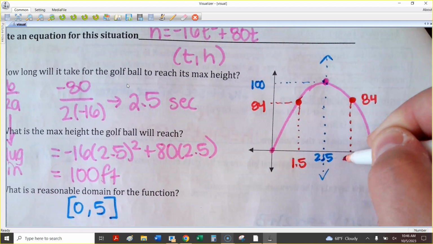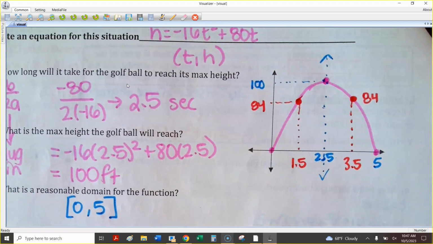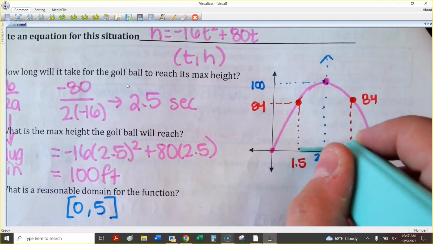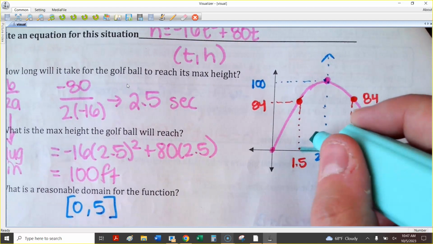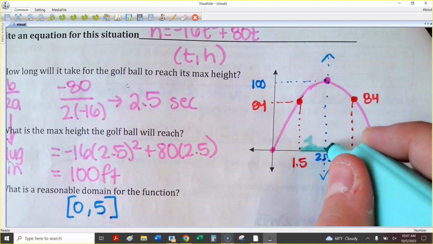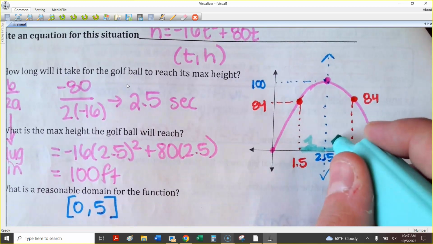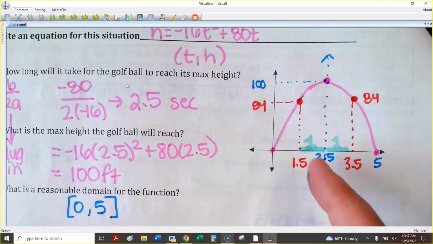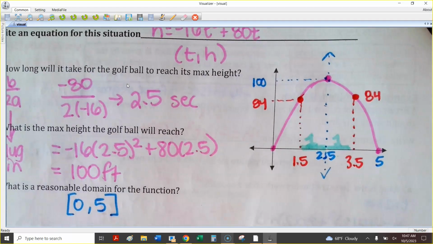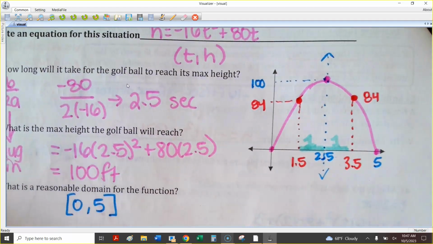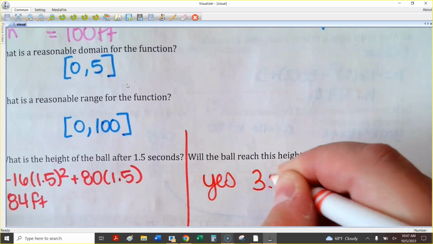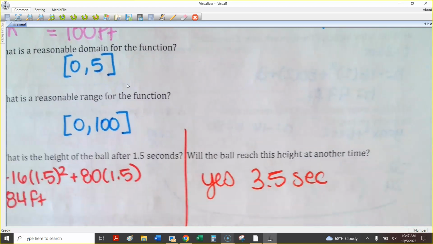I didn't do a good job drawing this, so that's my fault. But the distance between this vertex, where the axis of symmetry is, would be 1 second, from 1.5 to 2.5. So its mirror image, which would be its reflection, I would just add 1 to the 2.5. It has to be the same distance from that axis of symmetry, so it would be 3.5 seconds. It's because 1.5 is 1 second away from 2.5. All right, so for this question, I'd say yes, and it would be 3.5 seconds, which is where it would hit that height on the way down.